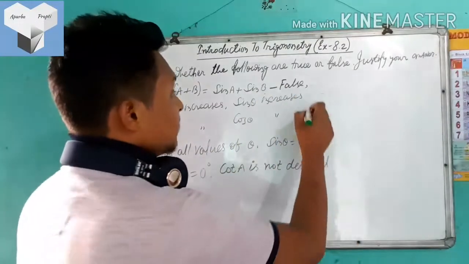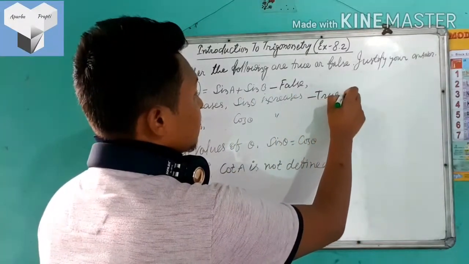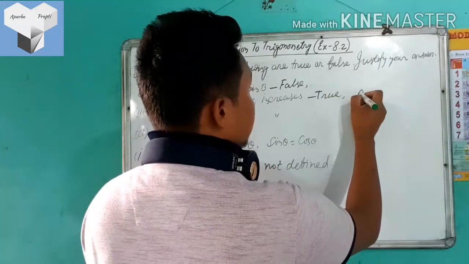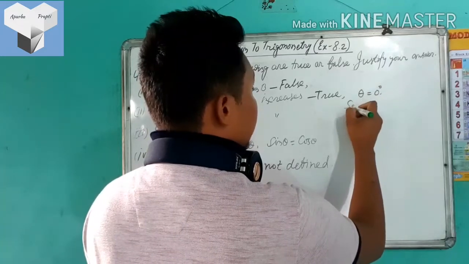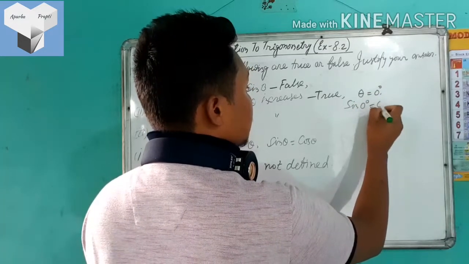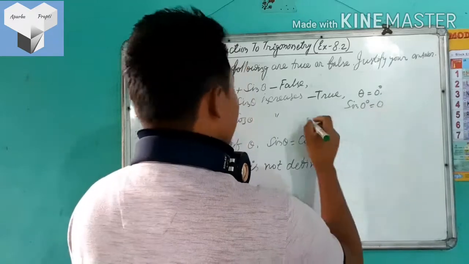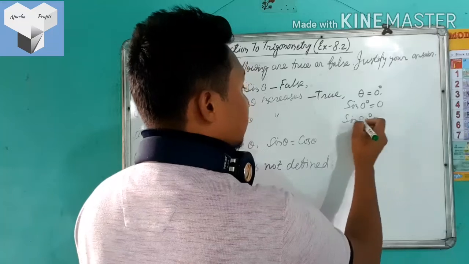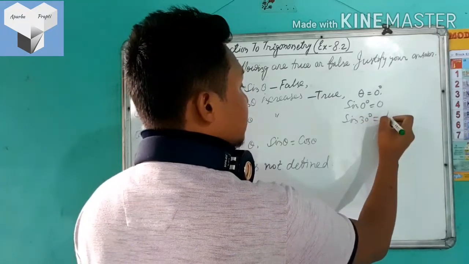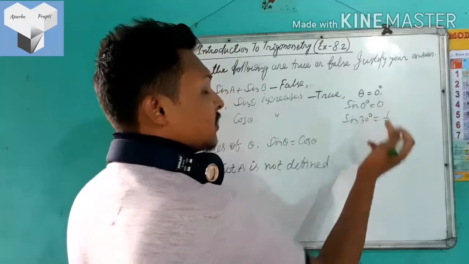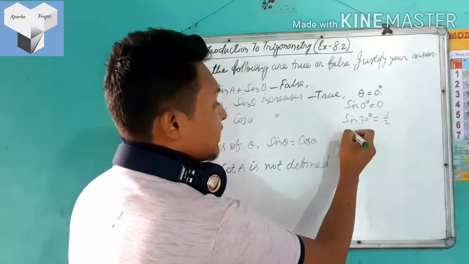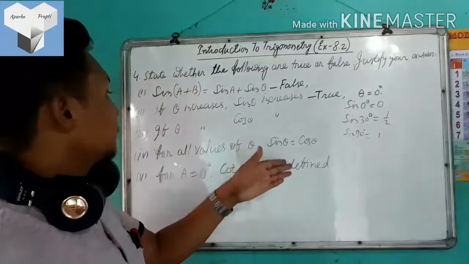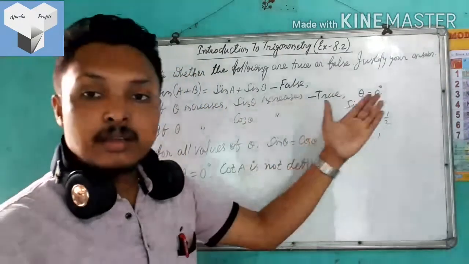Is this true? Obviously this is true. Why true? See here. Suppose we are considering theta is 0 degree. Then sin theta will be what, guys? Sin 0 degree is 0. Now increase the value of theta from 0 to 30 degree. Then sin 30 degree is half. So it is increased from 0 to half. In the same way, sin 90 is 1. Okay? So in this way we can say that if theta increases, sin theta increases.